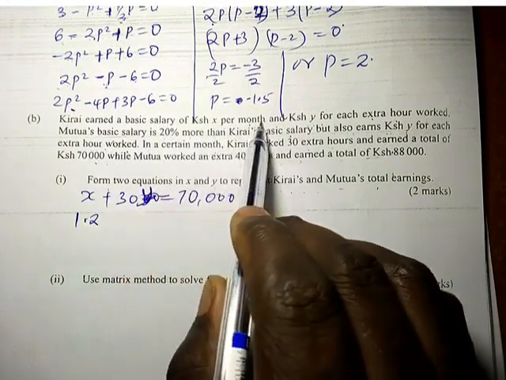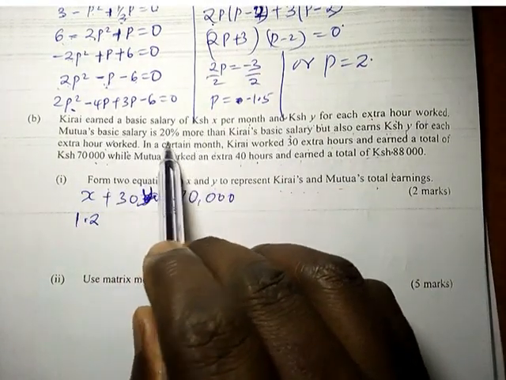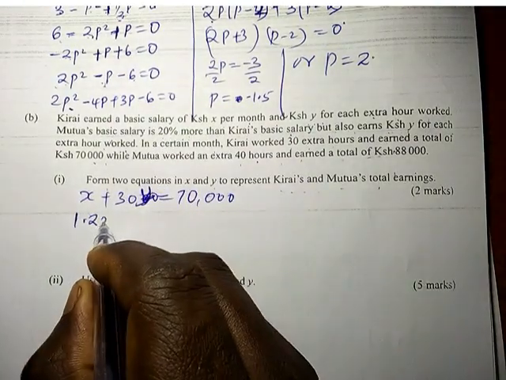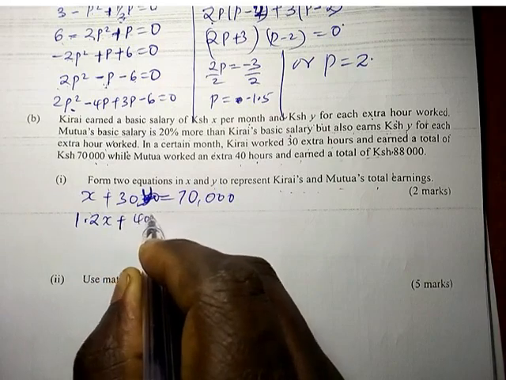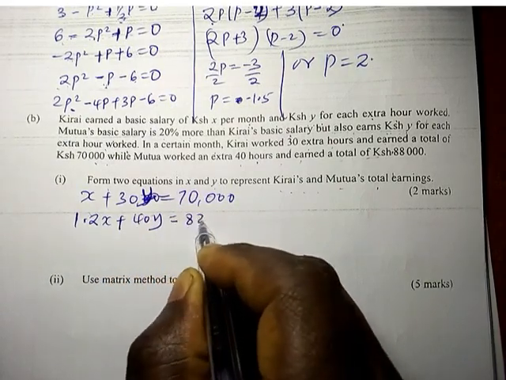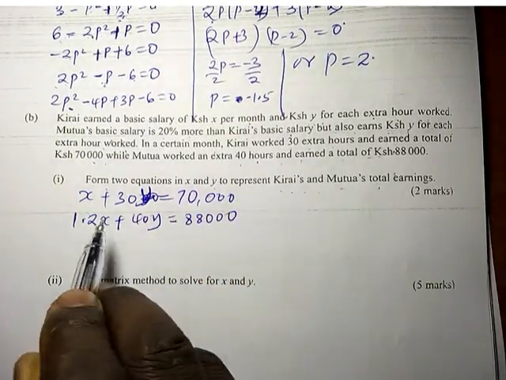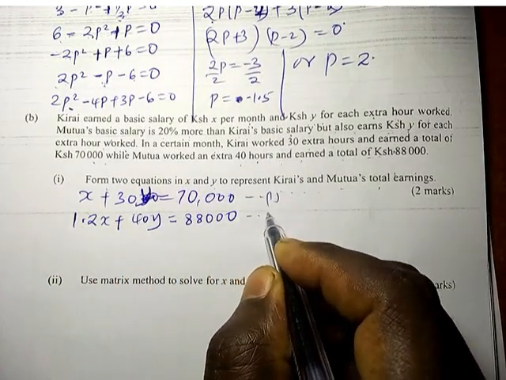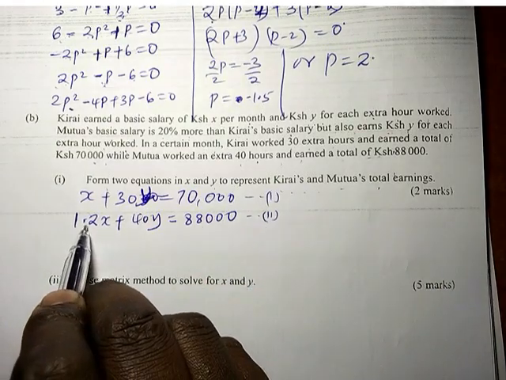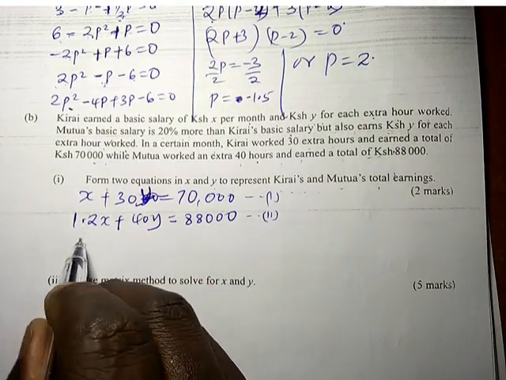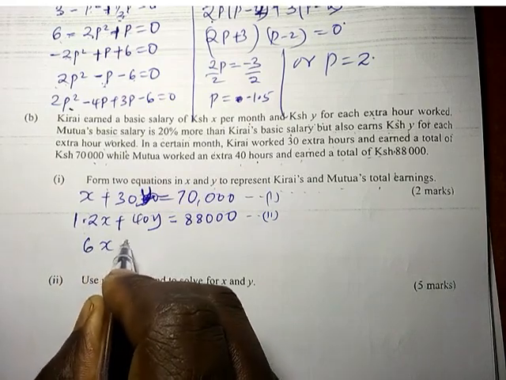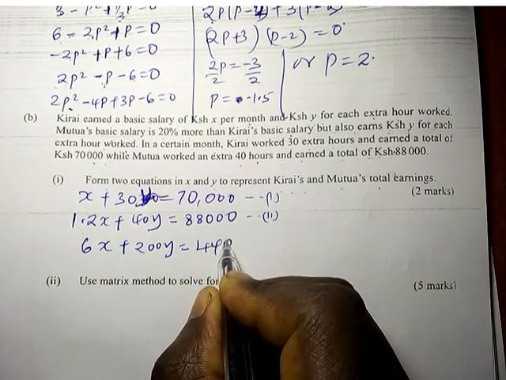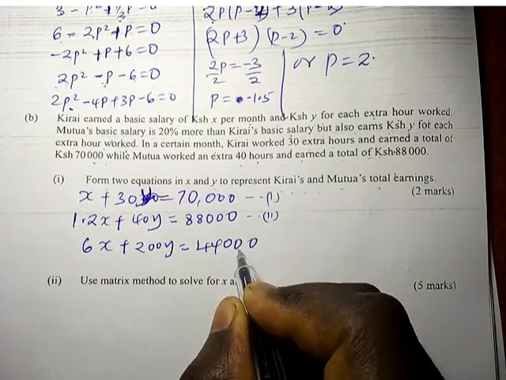Under the basic salary, the basic salary 120 more, that's 120 over 100 x plus 40y equal to 88000. Let us remove this, so these are the two equations. I can remove this decimal here, and that will give me 6x plus 200y equal to 44000.